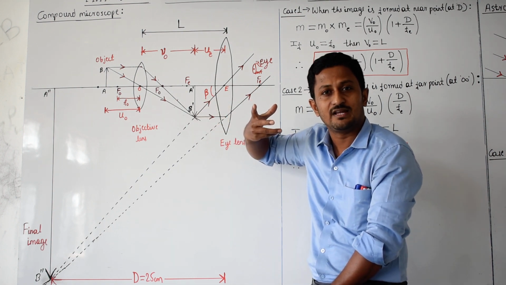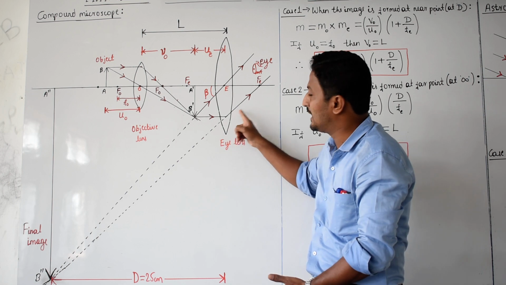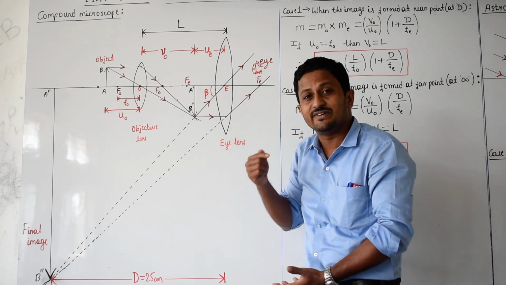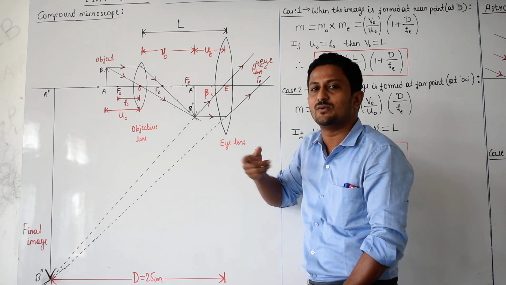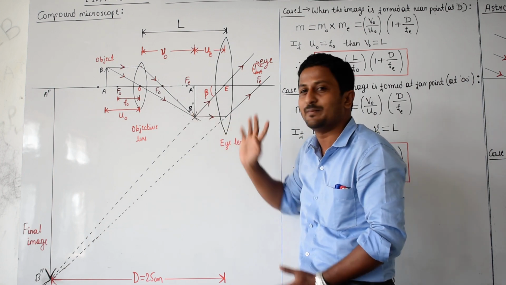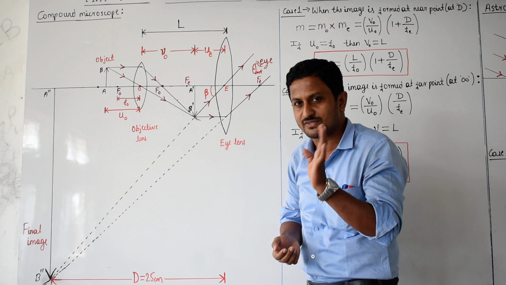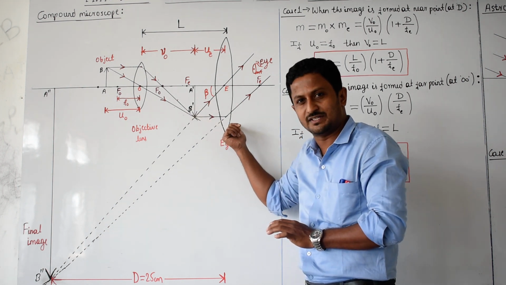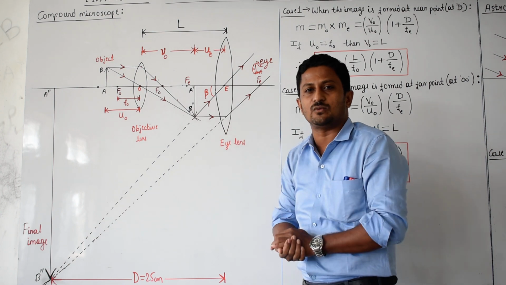Getting what I mean to say? That we are doing with the help of this eye lens. Still, we need the enlarged view of A dash B dash. So now you see here, A dash B dash is the object for this one, that we already know.